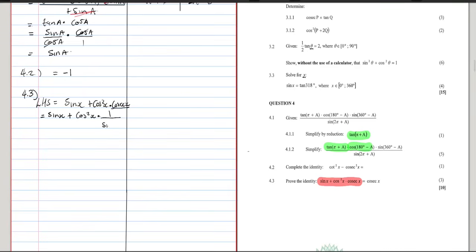which is sine x in this case, equals sine x plus the cos squared x over sine x. Then divide this by 1, and then we apply the butterfly method.